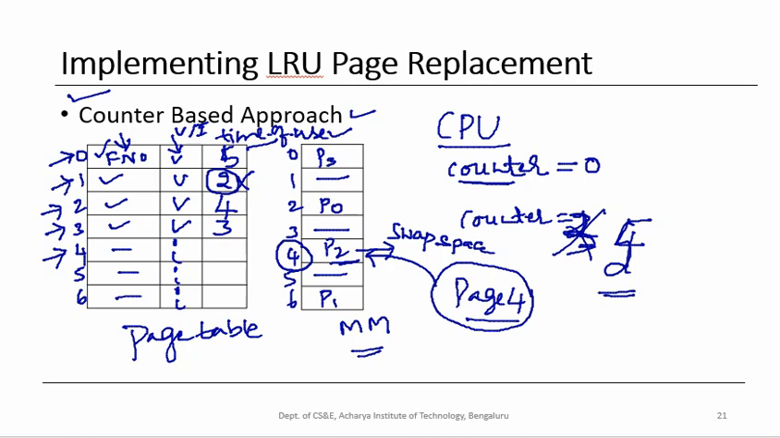So we'll have to search. The disadvantage of this approach is that you'll have to search the entire list and find out whichever has the least value, and that is the page which is least recently used, and we select that page as the victim page. So that is this counter based approach.